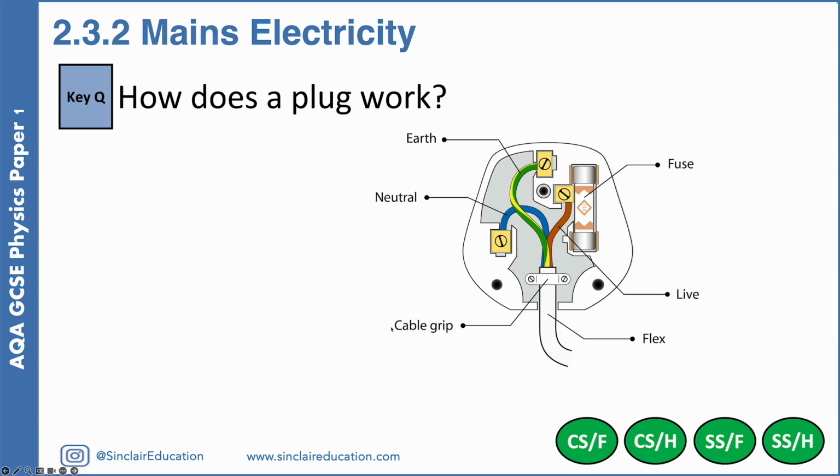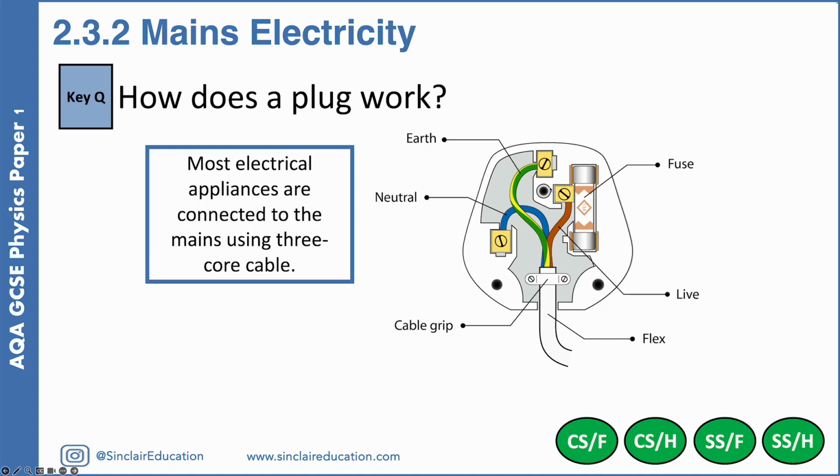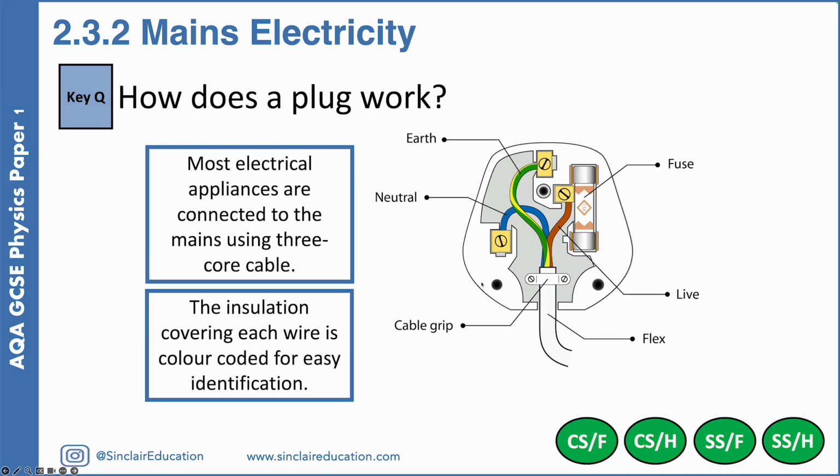Now, how does a plug work is the next section. One thing that we do need to know is the colour of each of the wires and what they do. Most appliances have what we call a 3-core cable, where we have 3 different coloured wires within the plug. For colour coding, so we know which wire is which, we have a different colour on each so that we can identify these easily.